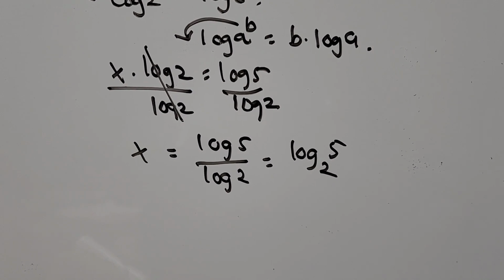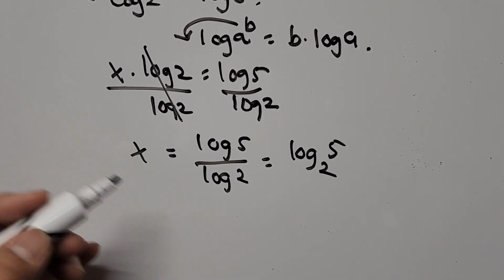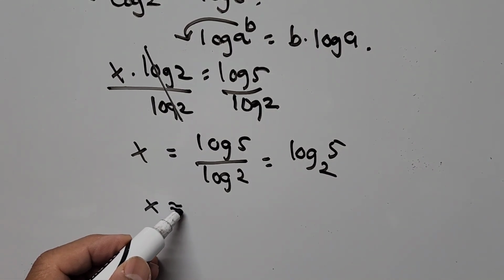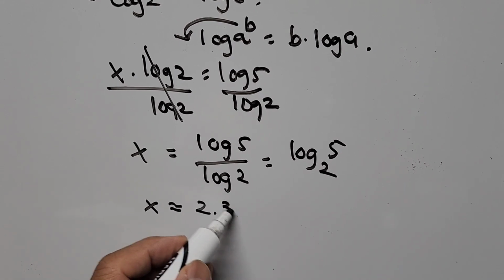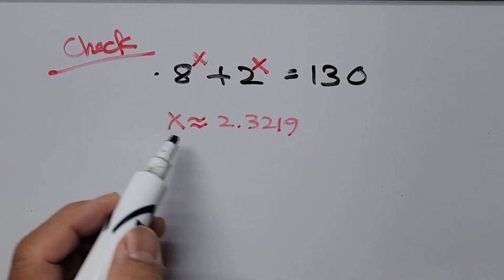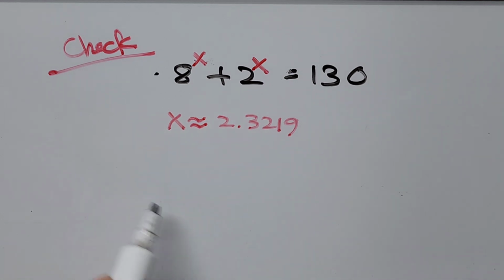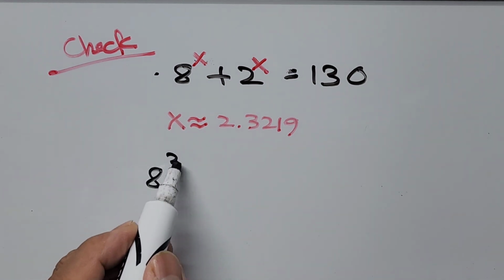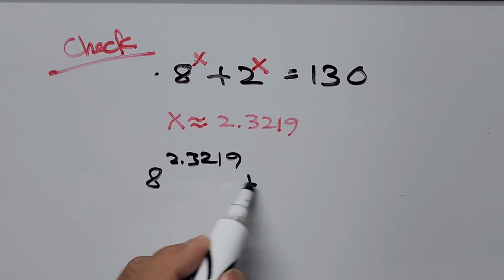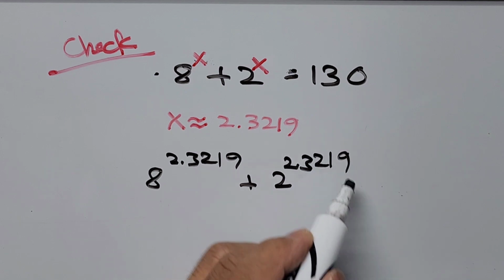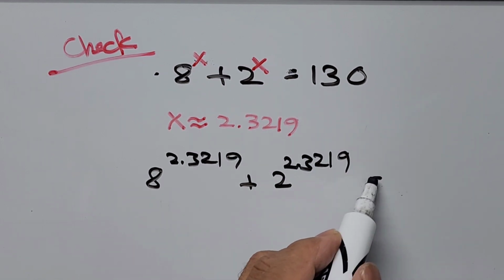And so from here, for the sake of checking our answer, we need to find the numerical value of x. So x, by using our calculator, is approximately equal to 2.3219. And so now let's check our answer. So we have the original equation and the value of x approximately equal to 2.3219. So first term we have 8 to the power of 2.3219, plus 2 to the power of 2.3219, and would this be equal to 130?